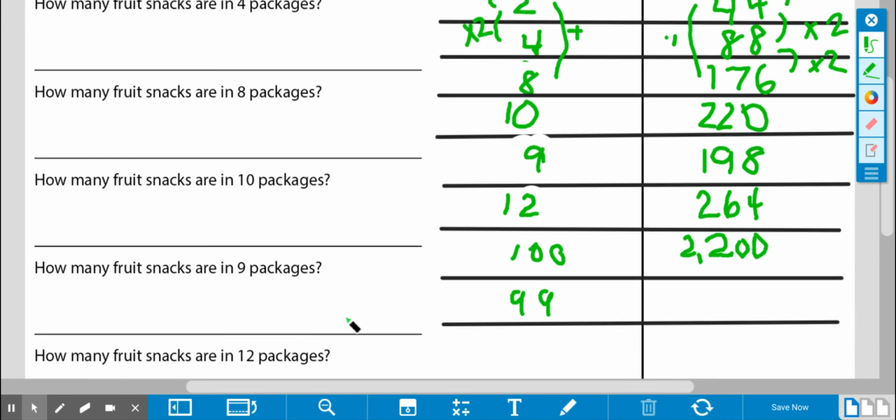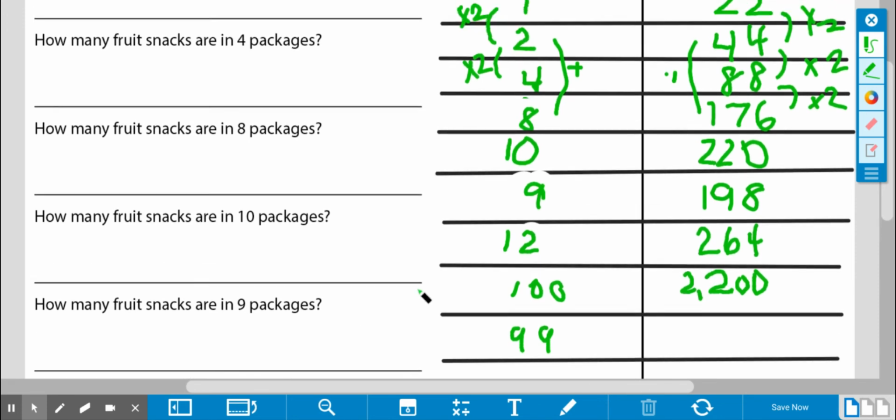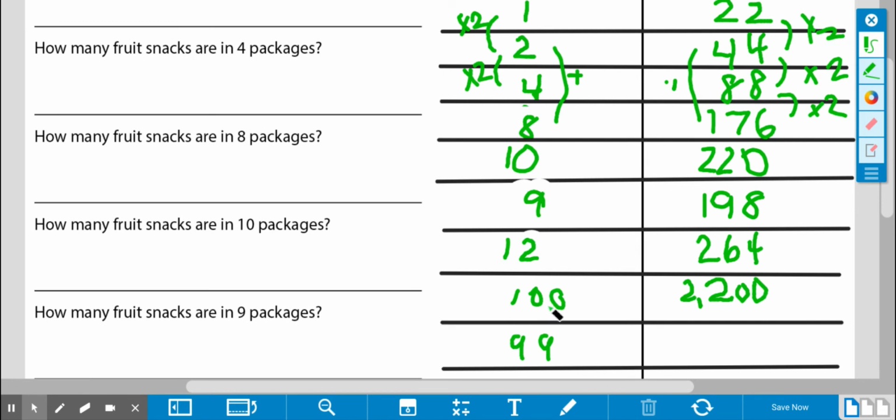As you solve for 99, there's a couple different ways you could have thought about this. Again, started with those 100 fruit snack packages and said, hey, if I get rid of 1, so 100 minus 1 would get me to my 99. So 2,200 minus 22 would get me my answer.